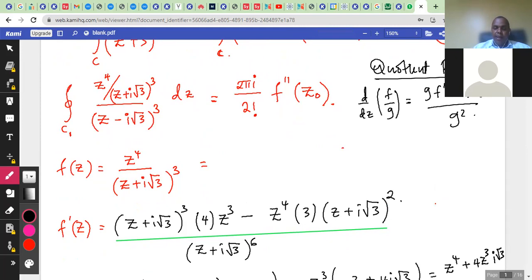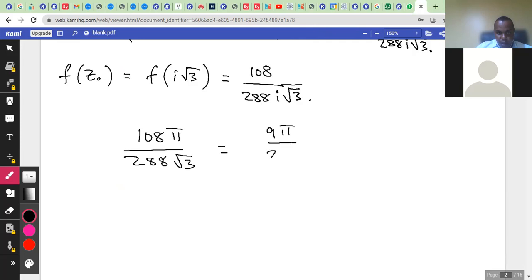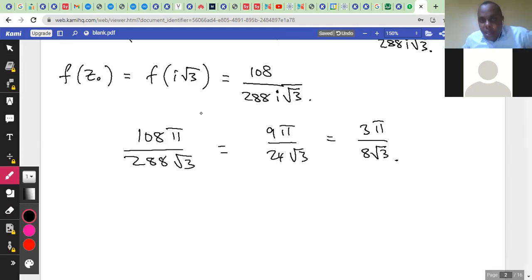So we are multiplying that by pi i, right? So if you multiply by pi i, it's going to be 108 pi over 288 root 3. Do we need to multiply it right now by pi i? Yes. So if we simplify this, it comes to 9/24, which is the same as 3 pi over 8 root 3. I'm just hoping and praying that that's the answer. Let's check it out.